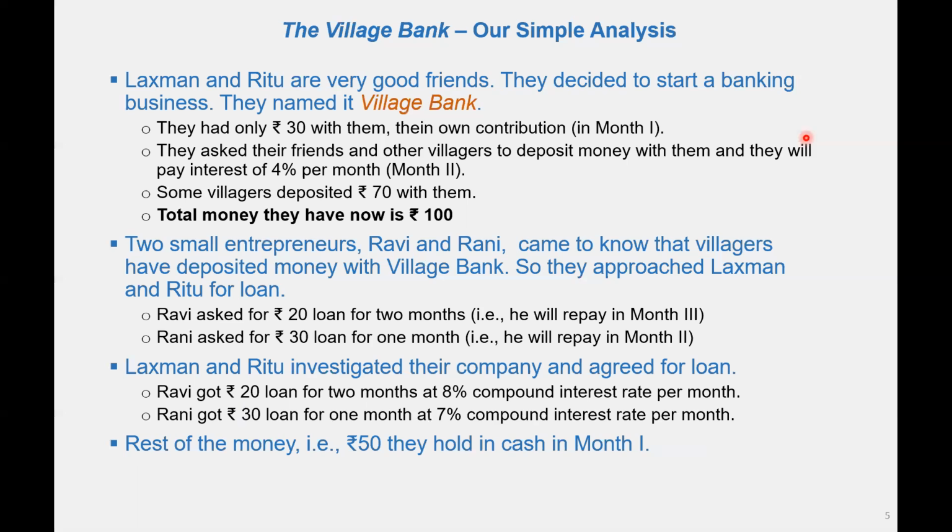So how much did they deposit? They deposited 70 rupees. So now you see that these two friends with the village bank are now having 100 rupees with them. That is, this is your 100 rupees with them.